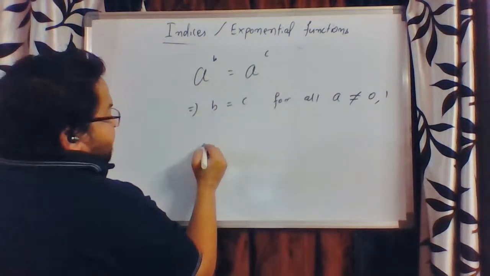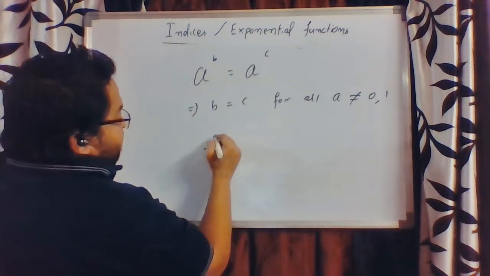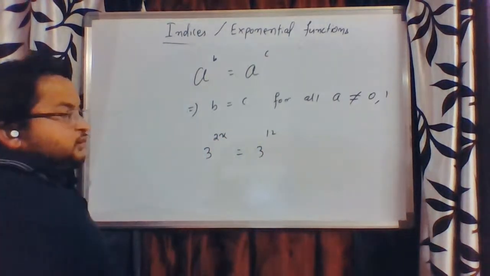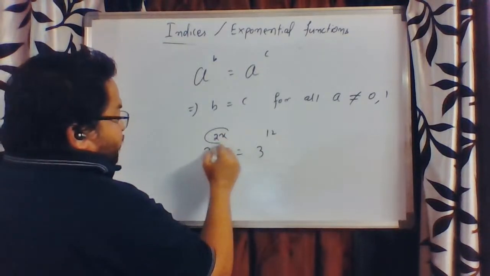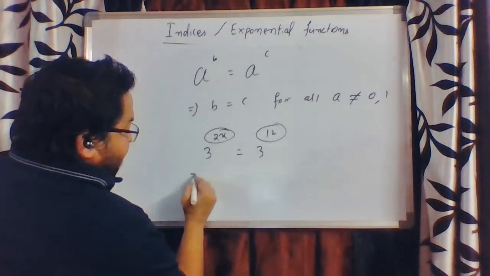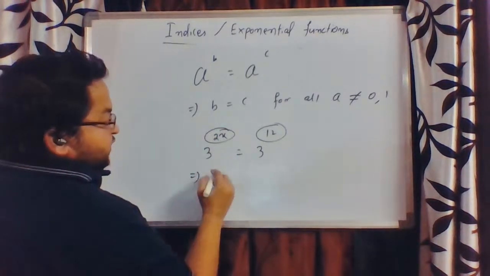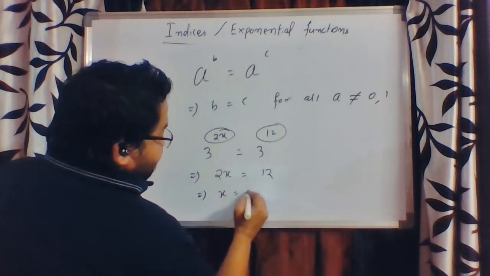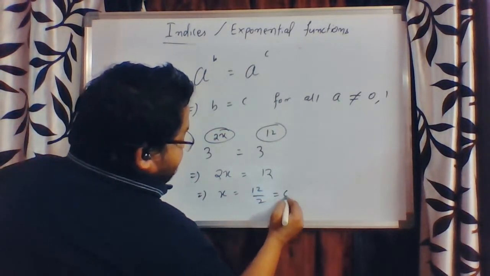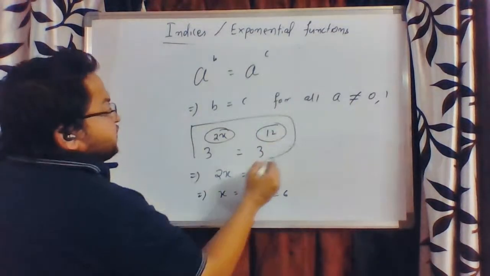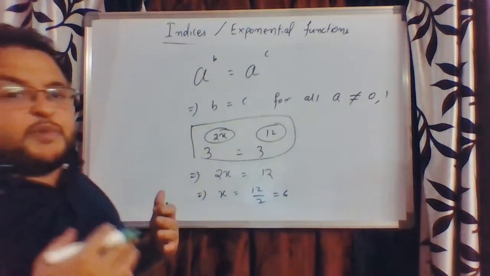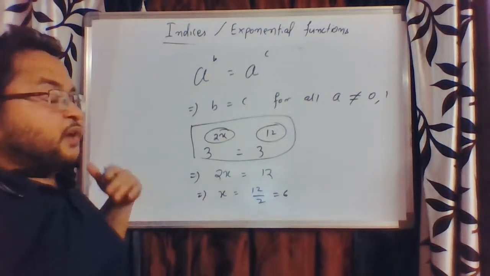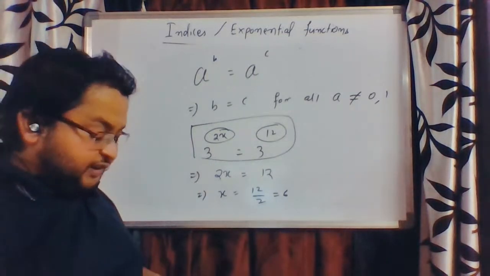But suppose I have 3 to the power 2x equal to 3 to the power 12. So obviously that would mean 2x equals 12. So while solving it, I should solve it as 2x equal to 12. That obviously means x equals 12 by 2, that is nothing but 6. So we would use this property many times in our next lecture, when we will see how to solve curated practice problems on indices and exponential functions.